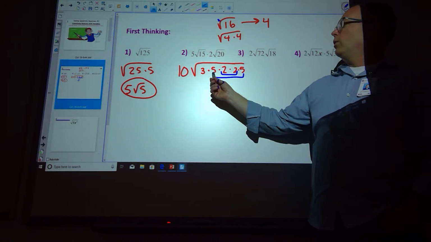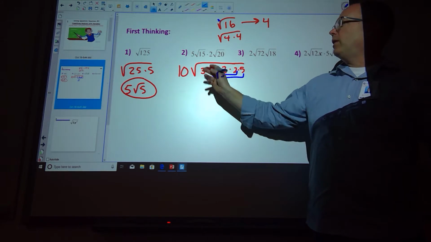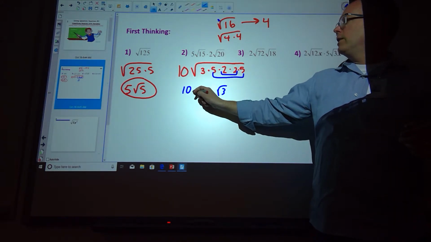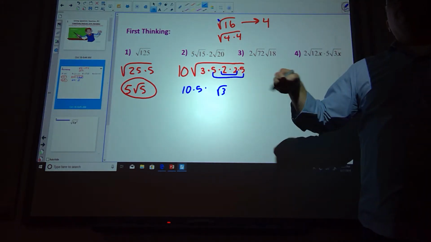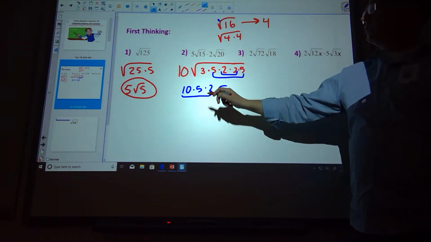Okay? So 5 times 5 is 25. So the square root of 25 is? 5. I also had a 10 out there already. So I have 10 times 5. And then 2 times 2 you said was 4, and square root of 4 I said was 2. Now look, everything in here is outside. Agree?